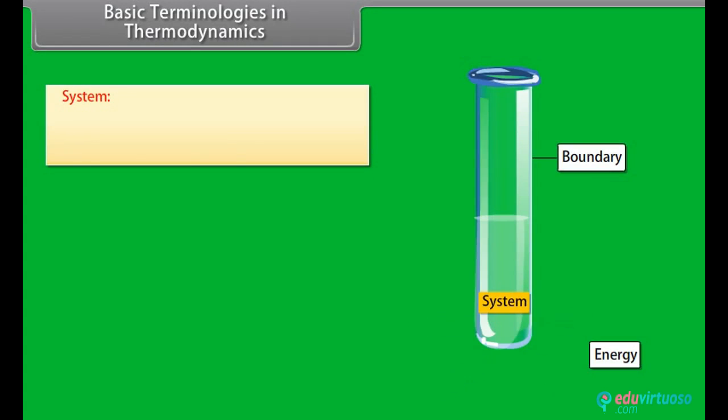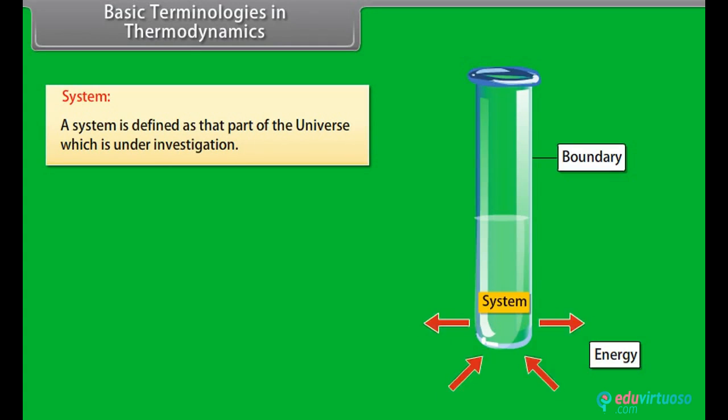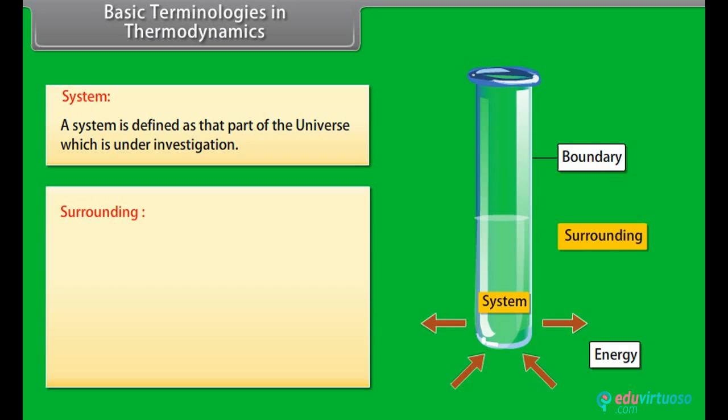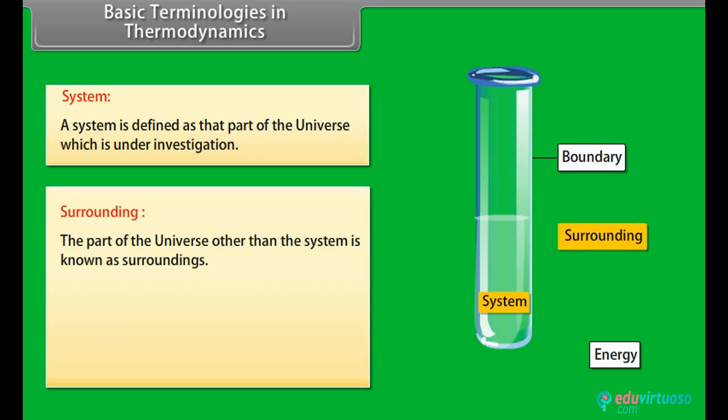Basic terminologies in thermodynamics. System. A system is defined as that part of the universe which is under investigation. For example, if we are studying the effect of temperature on the properties of water, then water will be taken as the system. Surrounding. The part of the universe other than the system is known as surroundings. For example, if a reaction mixture is taken in a test tube, the reaction mixture constitutes the system. The walls of the test tube constitute the boundary, and everything else is the surroundings.